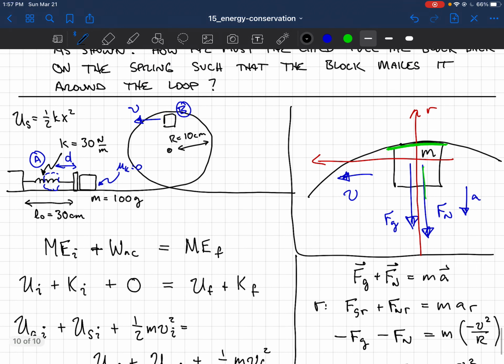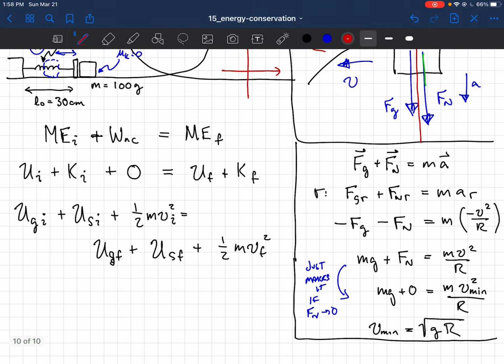Now we can see what these things are. Well, for gravity, we need to have a y-axis. So we choose an upward pointing y-axis, and we're going to place its origin down at the initial position of the block. At the final position, it's going to be up here at a height of, I guess this is 2 times r. So we can write UGI as mg times y initial, which is 0.